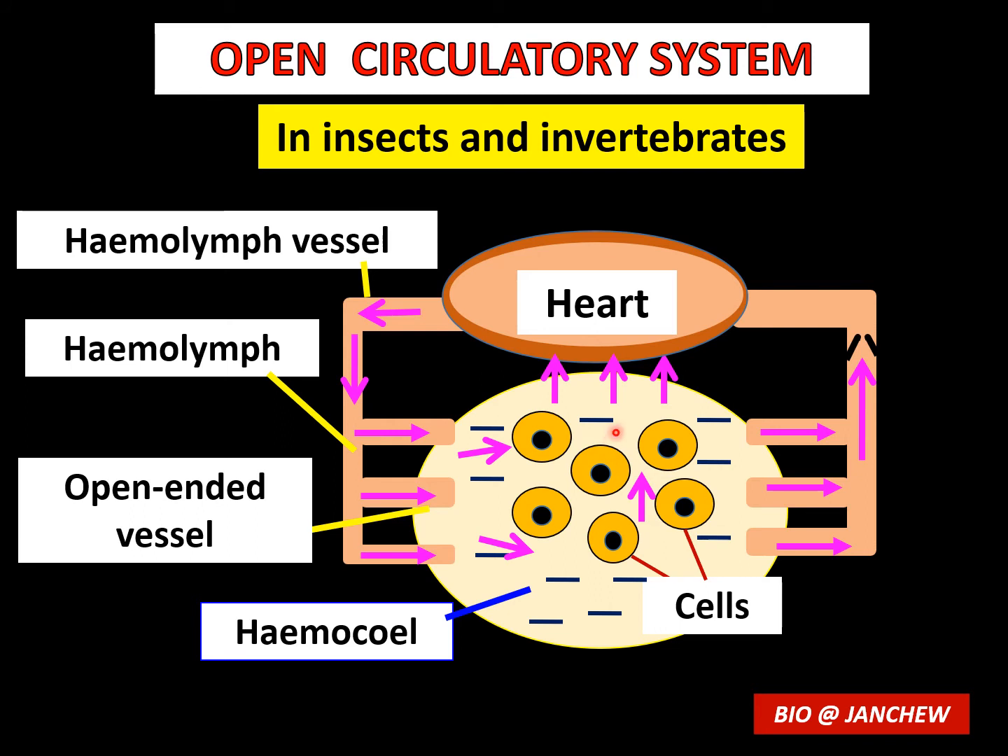Nutrients will diffuse from the hemolymph into the cells, and waste products will diffuse out from the cells into the hemolymph. Next, the hemolymph will flow back to the heart through the hemolymph vessels. And for insects, they have special openings called ostia, which allow the hemolymph to flow back directly into the heart. The ostia are found in the wall of the heart. We'll discuss that later when we study the circulatory system in the insects.